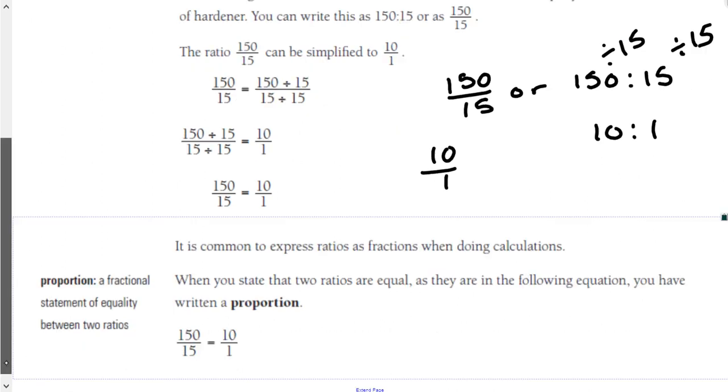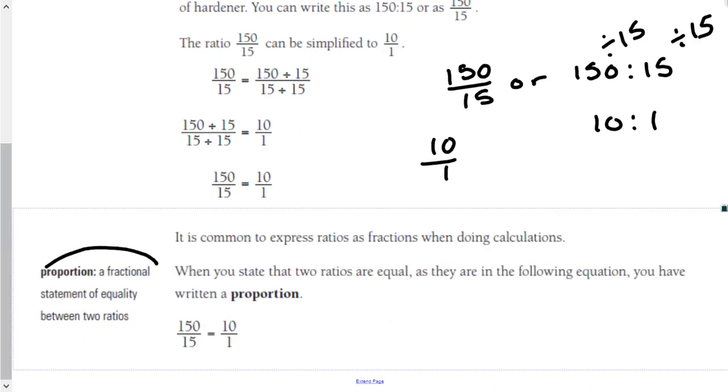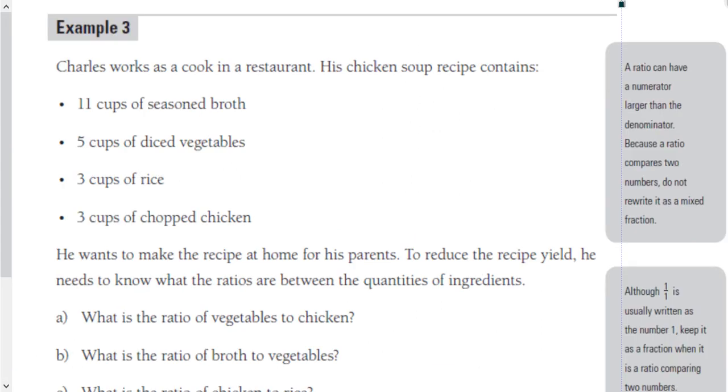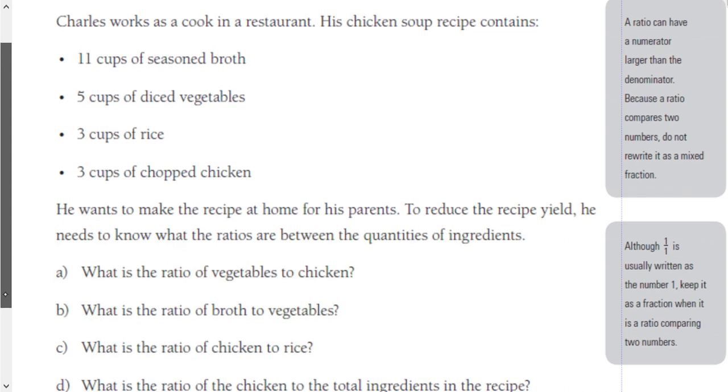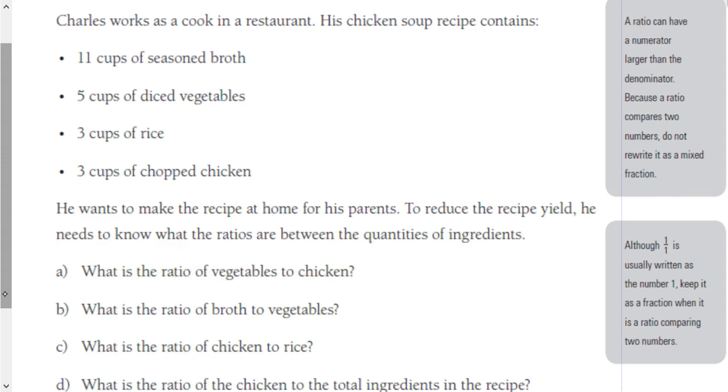Okay? And then we are going to deal with proportions, like I said before. Write down your definition. So we know that these are equal, so we get to write it out like this. We have an example here. Charles works as a cook in a restaurant. His chicken soup recipe contains this.